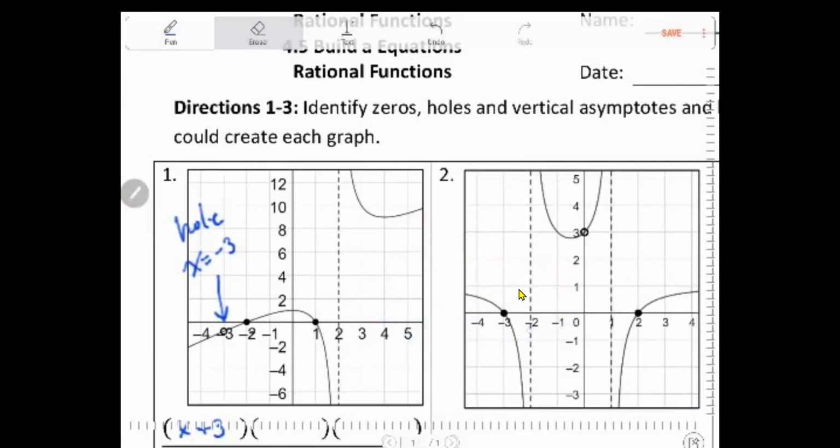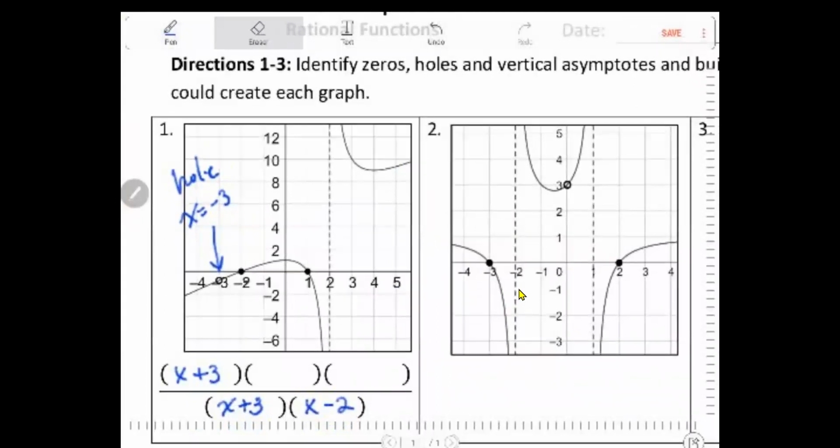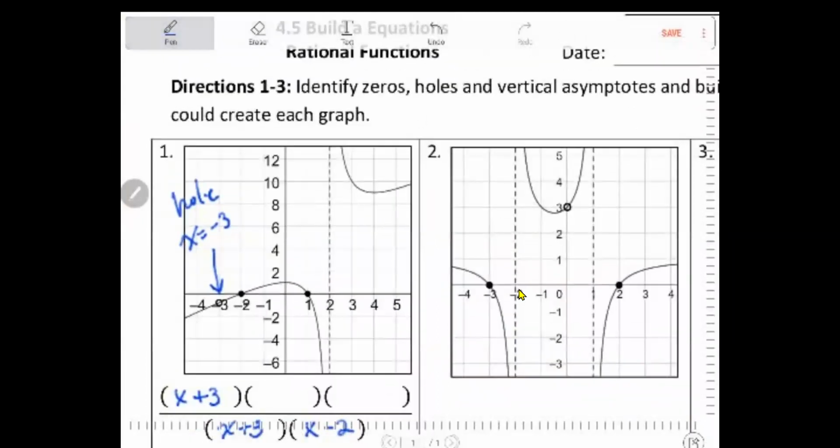Then the last thing is we're looking for zeros. Zeros are on the x-axis, and we also call them x-intercepts. There are 2 of them, so there are 2 zeros where the graph intersects the x-axis right there. One of them is at x equals -2, and the other one is at x equals 1.